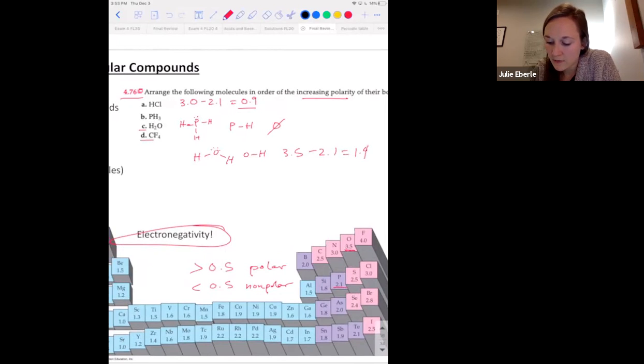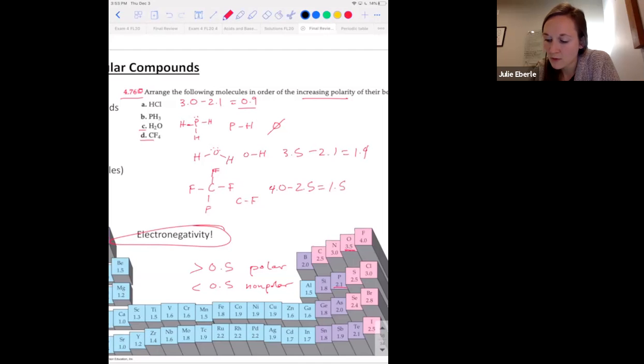And then D, we have carbon with 4 fluorines. For time's sake, I'm not going to draw in all the lone pairs. So we're just looking at a carbon-fluorine bond. Carbon is 2.5, fluorine is 4.0. So 4.0 minus 2.5 is a difference of 1.5.